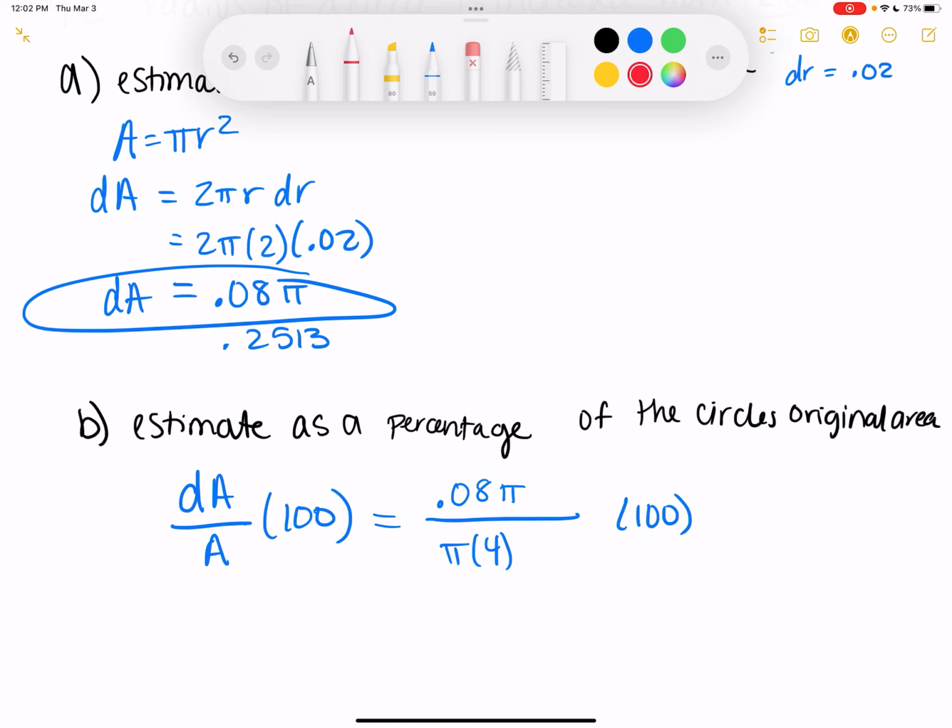So this one's actually pretty easy. The 100 makes this decimal point move over 2 places. So that becomes 8, and that's gone. The pi's cancel, so I'm literally just left with 8 over 4, which is equal to 2. So it's 2% of the circle's original area.